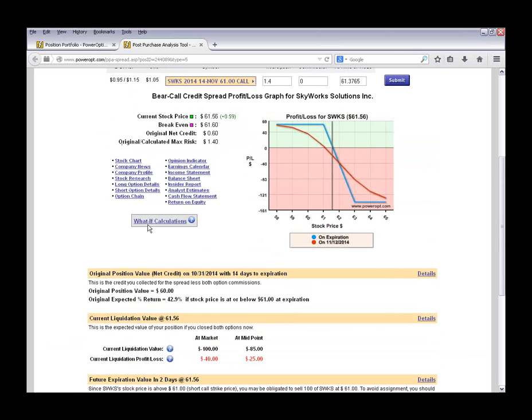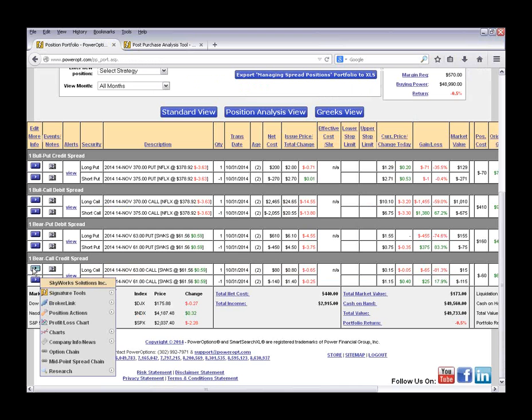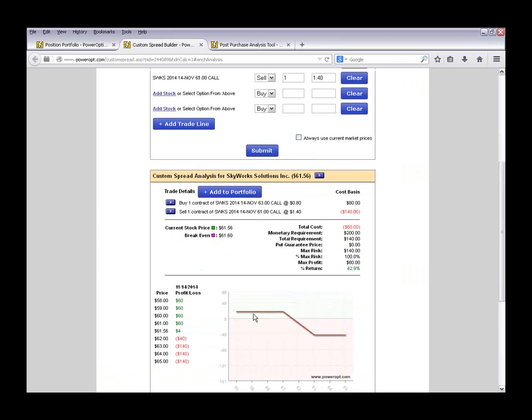No problem. What I can do now is go into what-if calculations, this little button here on the position analysis screen, which will take us to the profit and loss chart or the custom spread tool so we can manually evaluate adjustments. Or if I'm back on the portfolio tool, we can go there directly. I'll just use that more information button again, but now I'm going to select profit and loss chart from the more information menu.